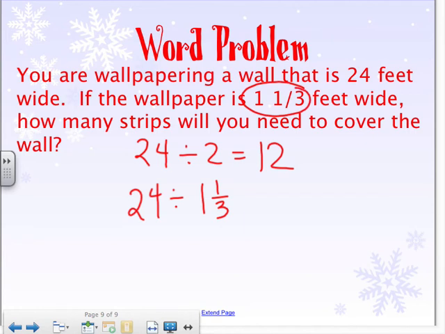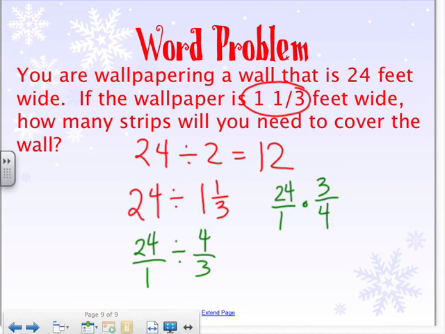Okay, so I'm doing 24 divided by 1 1/3. How many 1 1/3 are in 24? So first thing I'm going to do, I'm going to turn them all improper. So we got 24 over 1 divided by 4 over 3. Then I'm going to do my keep, change, flip. So do that over here, I'm running out of a little room. 24 over 1 times, that becomes 3 over 4.